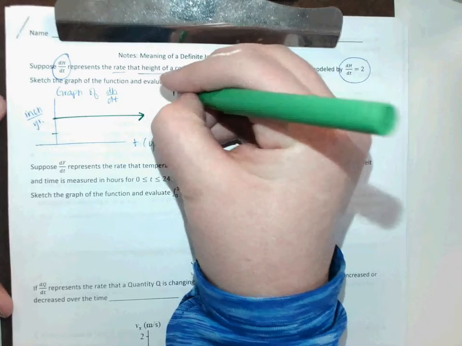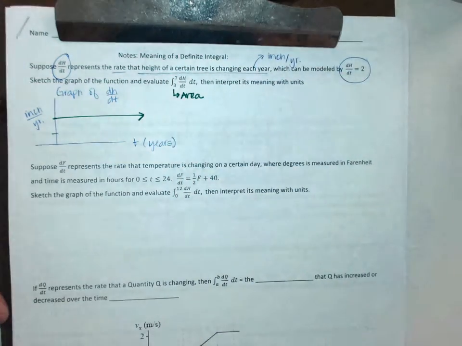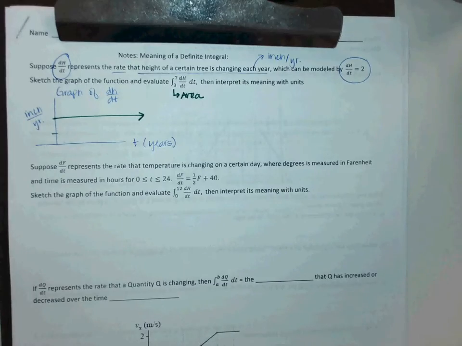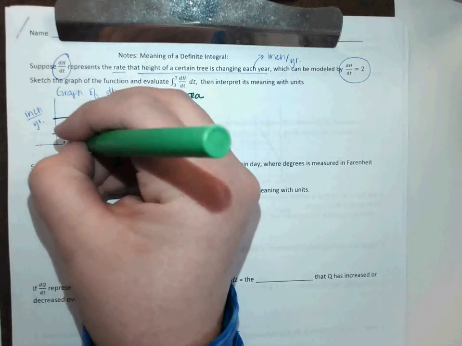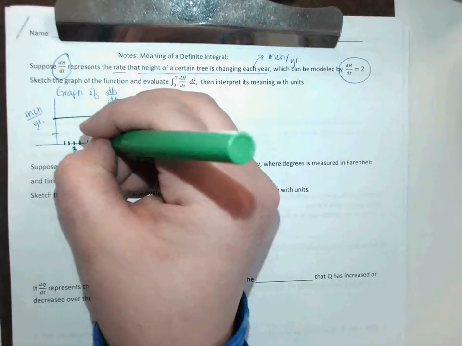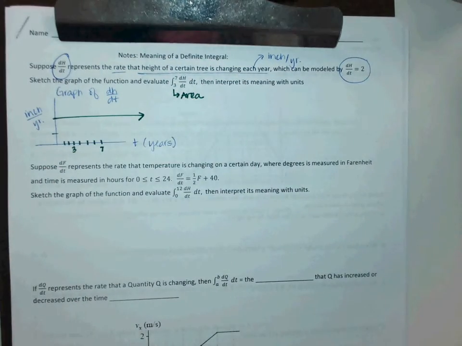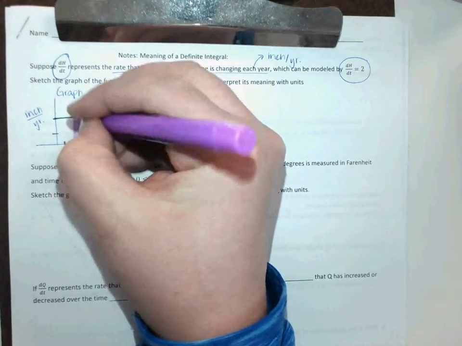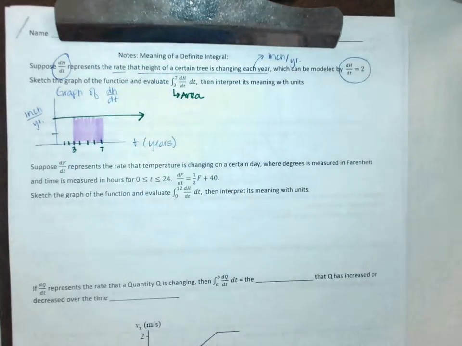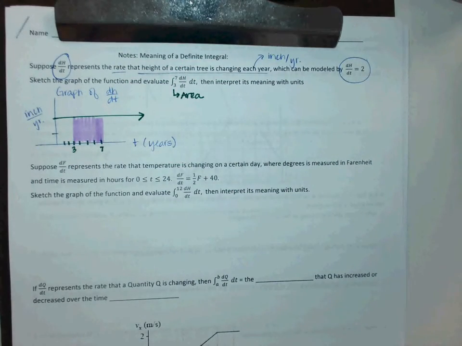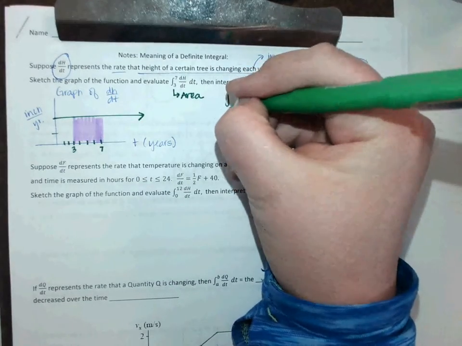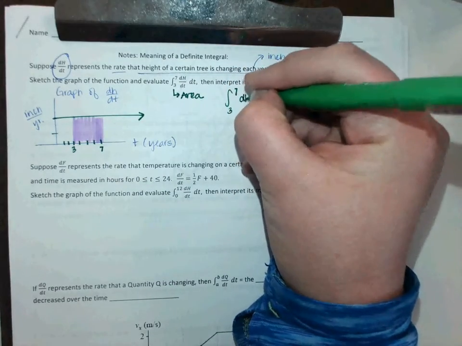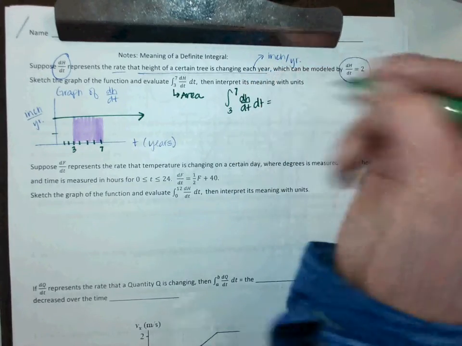Okay, so it says, sketch the graph of the function and evaluate the integral from 3 to 7. Now, 3 to 7 integral, remember that means area. Now, specifically, I'm only going to shade between 3 and 7. So we'll say 1, 2, 3, 4, 5, 6, 7. And then I'm going to shade between the function and the x-axis. This is just like we did on Friday. So I'm shading all the way till 7. So I would say the integral from 3 to 7 of dh/dt is equal to that area.